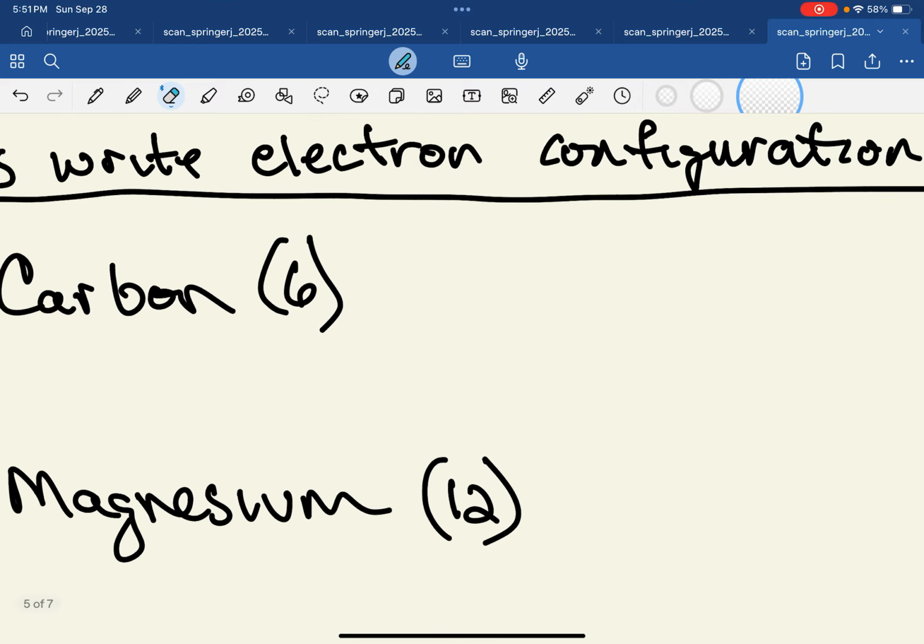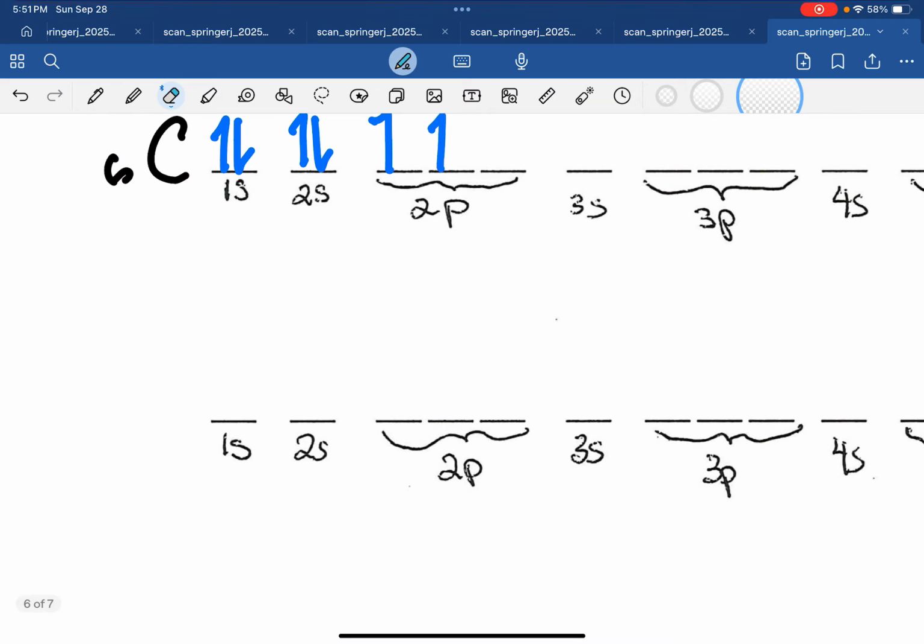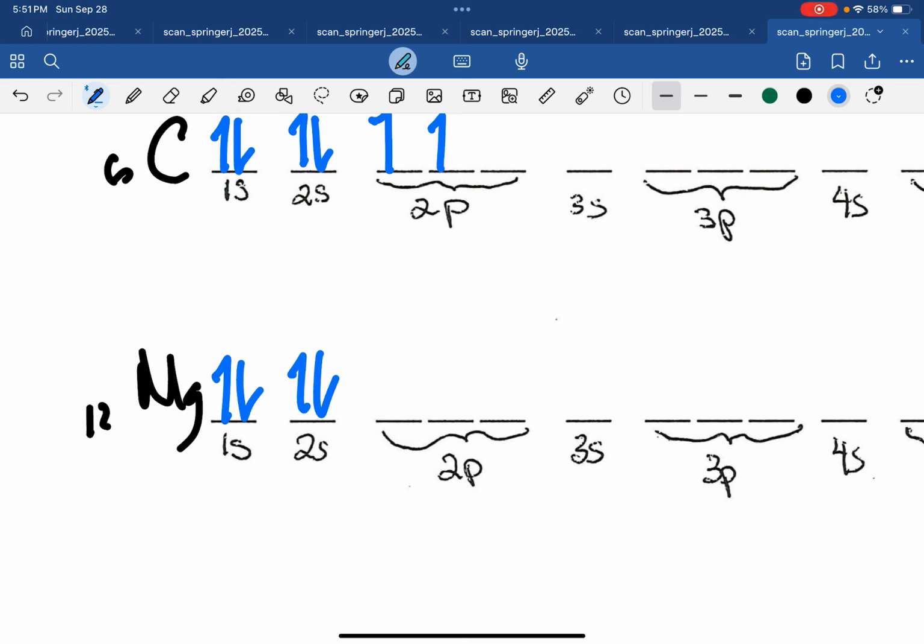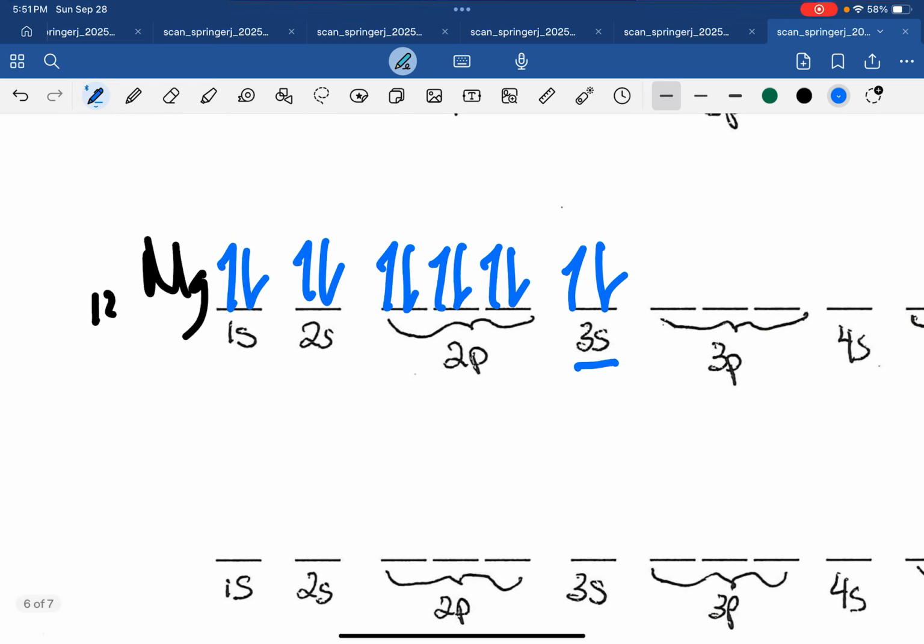Next is magnesium with 12 electrons. Let's start putting them in. 1, 2, 3, 4, 5, 6, 7, 8, 9, 10, 11. Should we go here? No, but it's still 3. That doesn't matter. We've got to fill this 3s before we can go into 3p. 2, 4, 6, 8, 10, 12 electrons. We are good.